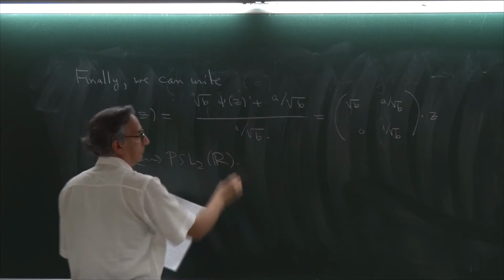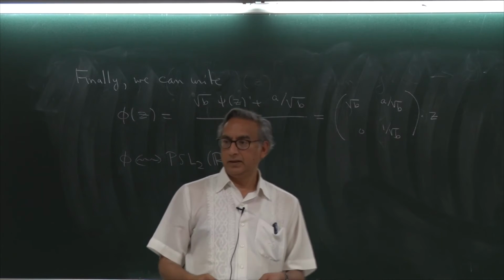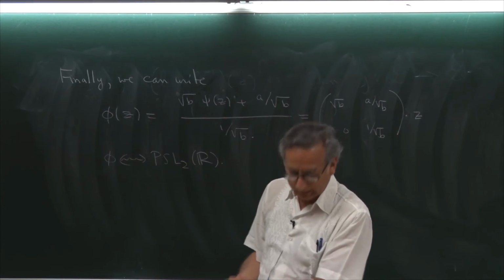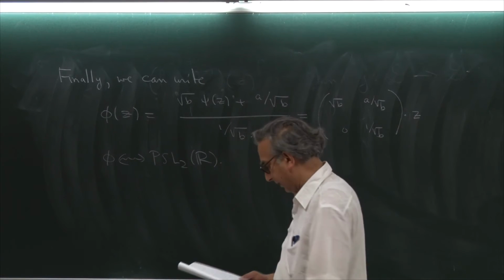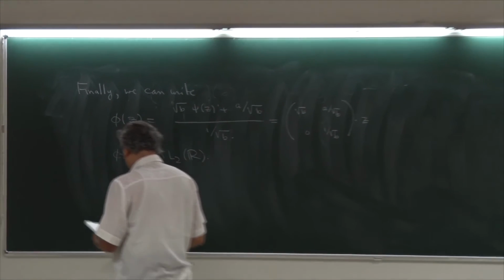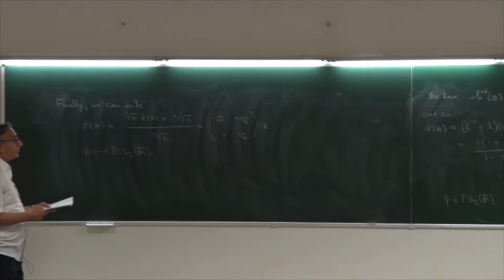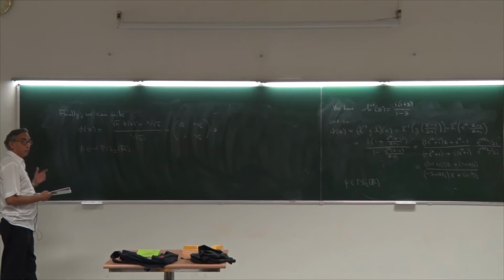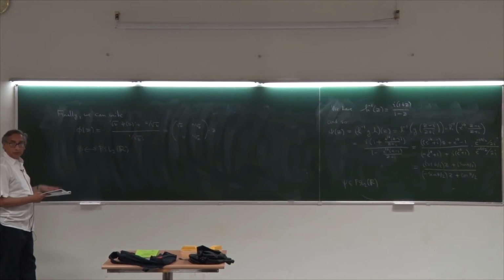So any analytic automorphism of the upper half plane corresponds to a transformation of PSL2R. All right, so that's a nice theorem. It's a nice theorem combining some interesting ideas of complex analysis along with the group action of PSL2R on the upper half plane.